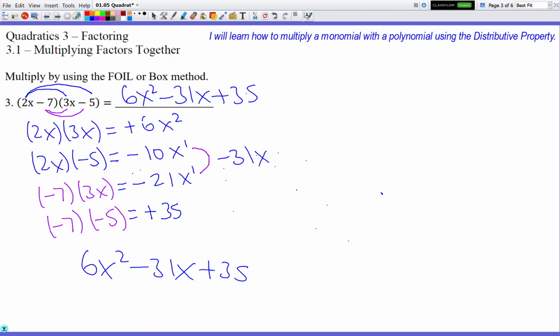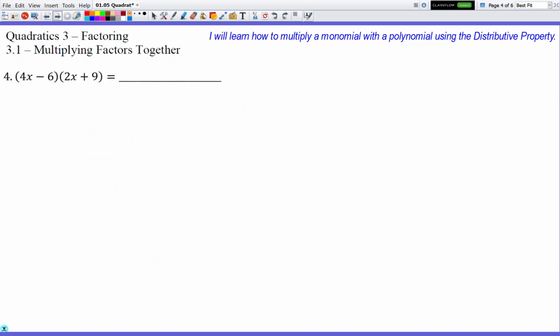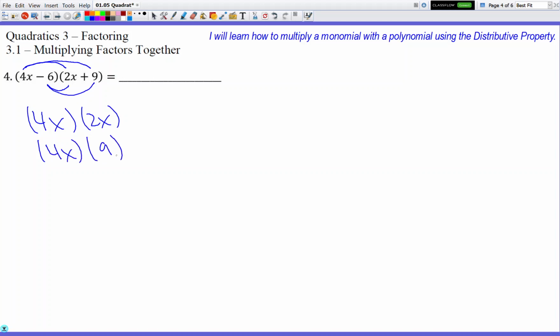Okay. All right, so last problem for the lesson. Same thing. We're gonna do distribution twice. So 4x distribute to him, and -6 distribute to him and him. Okay, so let's write out our plan. So 4x times 2x, so everything in the other parentheses. So 4x times 9. Okay, and then we got -6 times 2x and -6 times 9. So we got 4x times the two things in the other parentheses. We got -6 times the two things in the other parentheses.